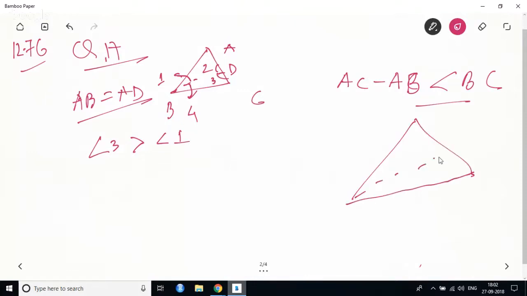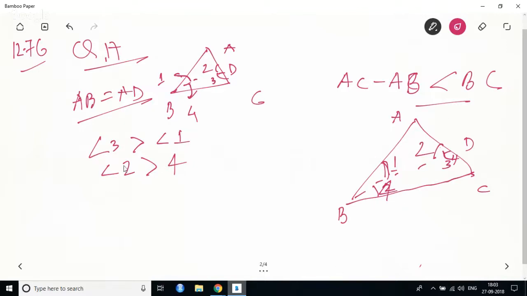From here I'm drawing a line AD, and this is my angle 1 and this is my angle 3. I'm saying this angle 3 is greater than 1. Why? Because exterior angle 3 would be greater than the interior angle 1. And I'm also saying that this is angle 2 and this is angle 4, this angle 2 would be greater than angle 4. Why? Because exterior angle 2 would be greater than the interior angle 4.